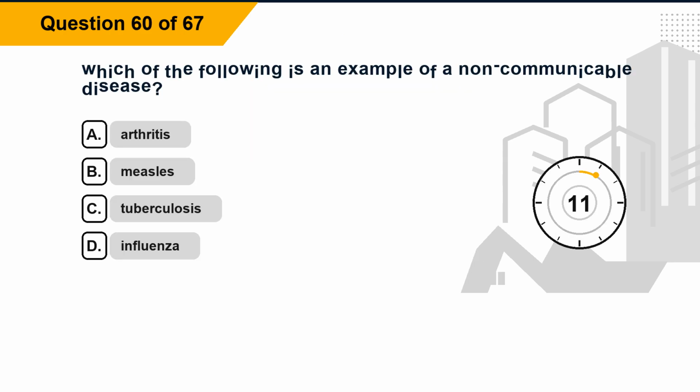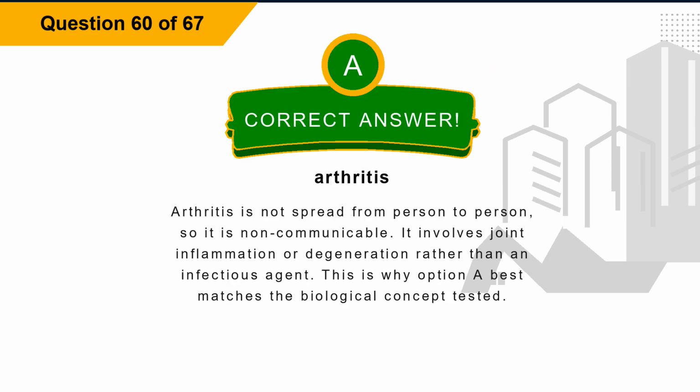Question 60. Which of the following is an example of a non-communicable disease? Option A, arthritis. Option B, measles. Option C, tuberculosis. Option D, influenza. The correct answer is option A, arthritis. Explanation: arthritis is not spread from person to person, so it is non-communicable. It involves joint inflammation or degeneration rather than an infectious agent. This is why option A best matches the biological concept tested.